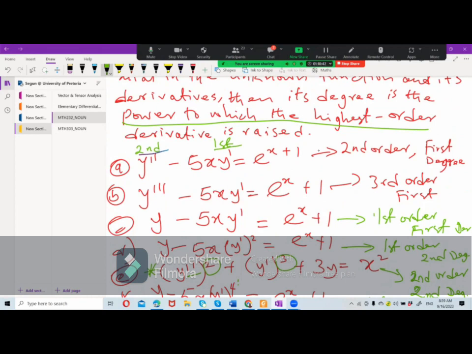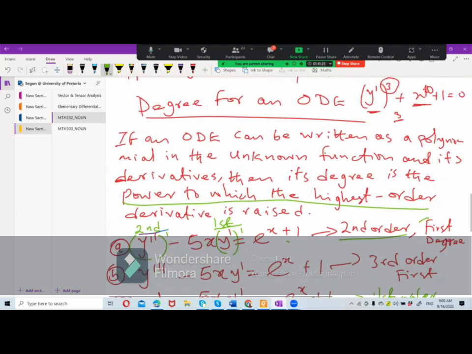Excuse me. So what do I have in this case? The second derivative will make it second order. Remember, order is talking about the highest derivative. Degree is talking about the highest power raised. It simply means this particular derivative is raised to power 1. This is also raised to power 1, because there's nothing much. So that is how we discover that. First of all, know the highest derivative.